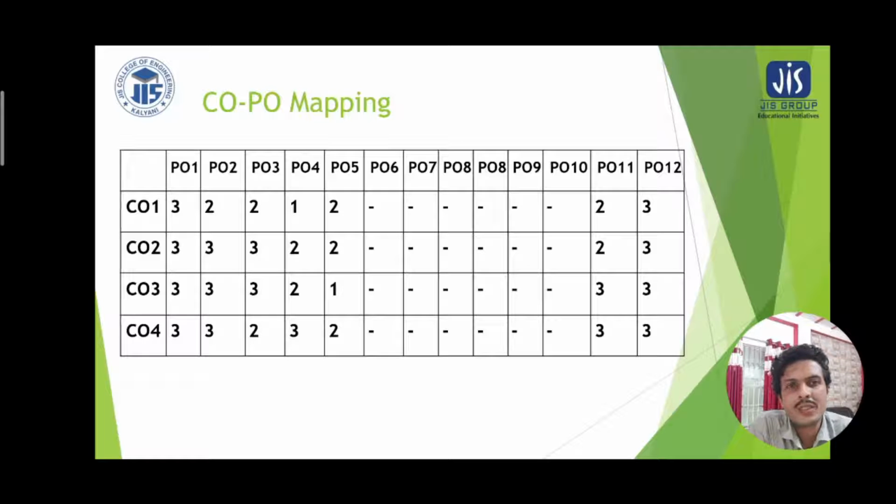And here 3 depicts the high weightage assigned for a certain mapping, 2 means the moderate linking, and 1 stands for the least linking. And when there is no link, it is kept vacant with a dash line.